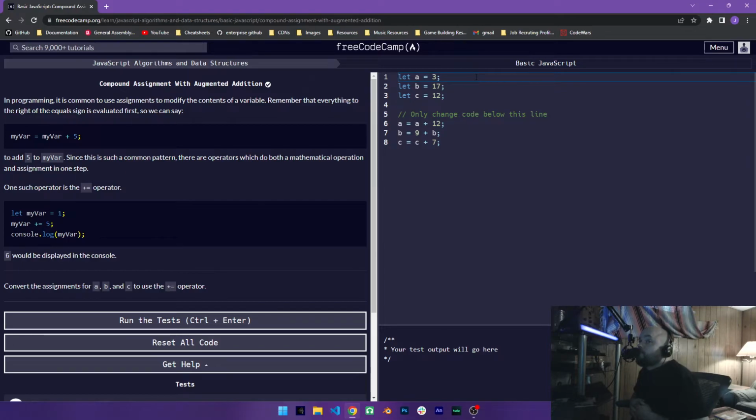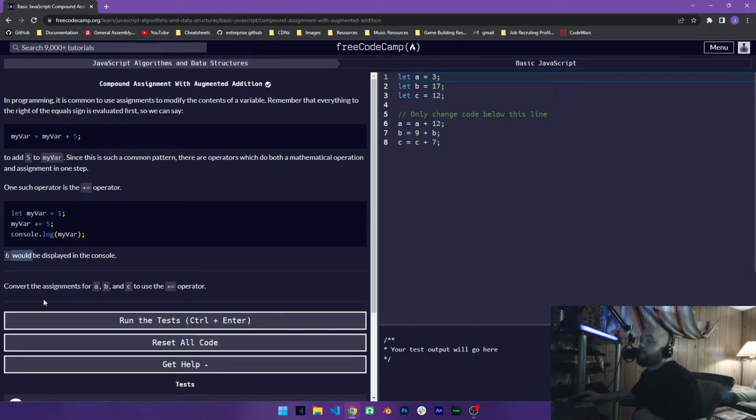And as it says, since this is such a common pattern, there are operators which do both a mathematical operation and assignment in one step. One such operator is the plus equals operator. Let myVar equal 1, myVar plus equals 5, console.log myVar. So in this example here, we would have myVar equaling 1, so plus 5, which is 6. And that's what will be displayed.